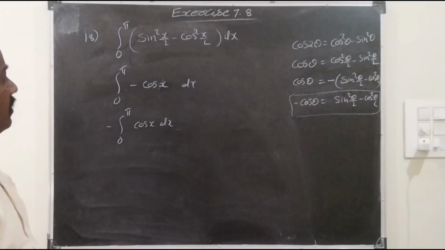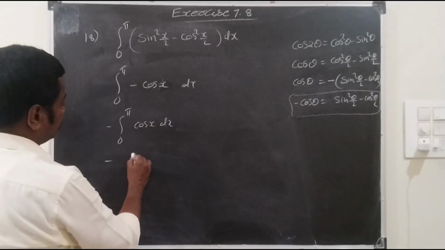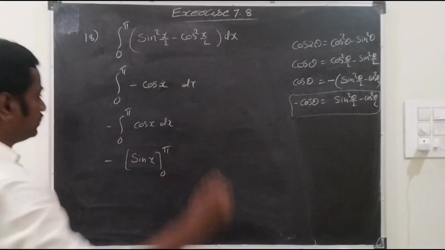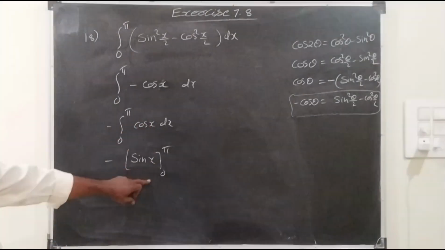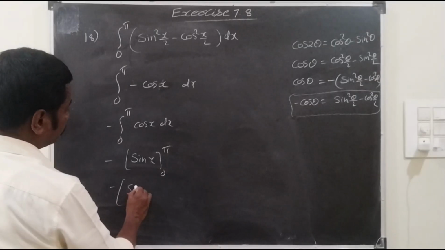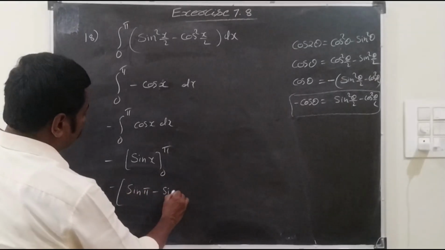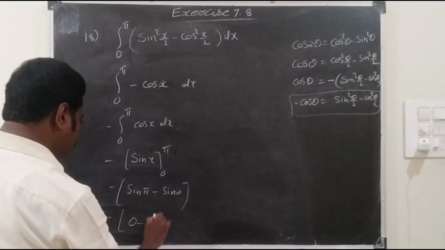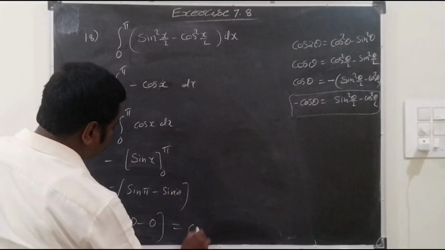Minus we kept outside. Now the integral of cos x is sin x. Directly by the integral formula, the integral of cos x is sin x, with the minus outside. Now apply the limits: sin pi minus sin 0. We know trigonometric values: sin pi is 0, sin 0 is also 0. Then the total is 0.